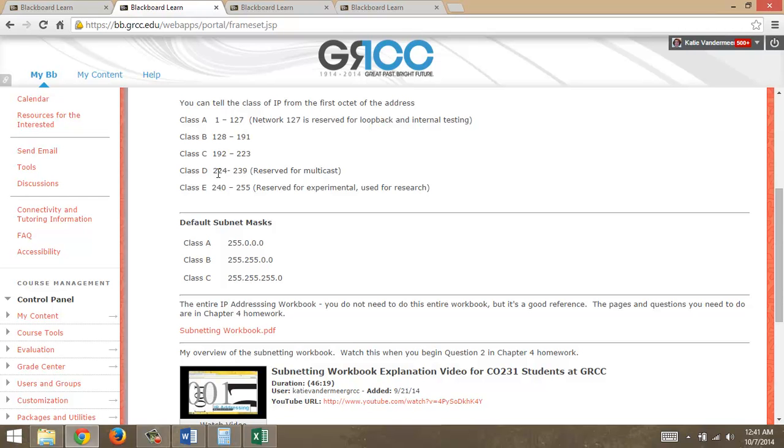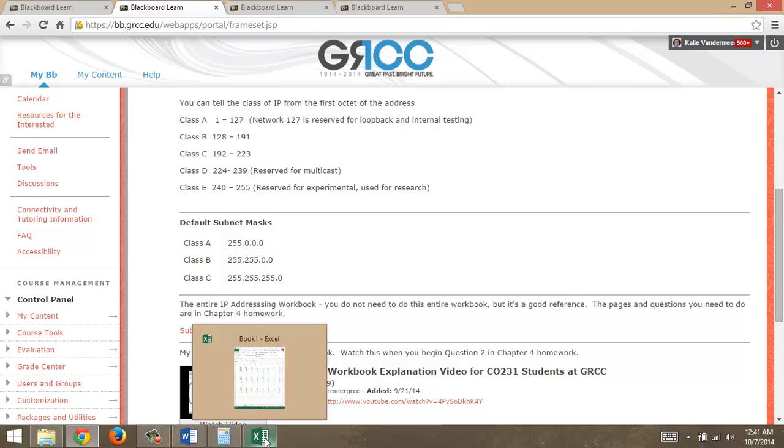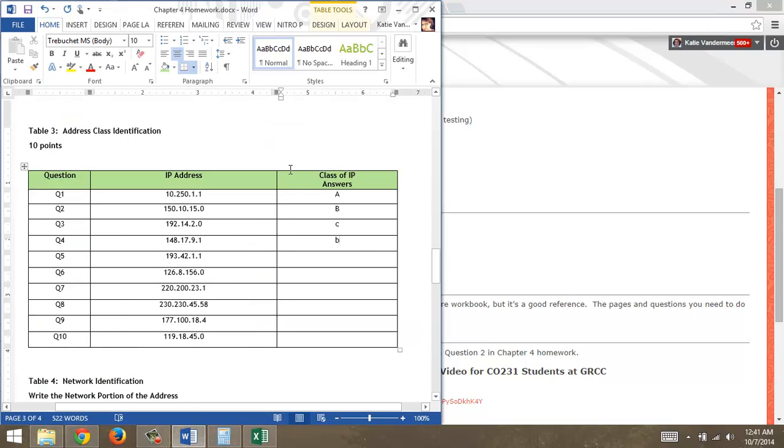Now Class D and E are not used for networking. They're reserved for multicasting and experimental government secret use. I don't know what they'd use Class E's for.